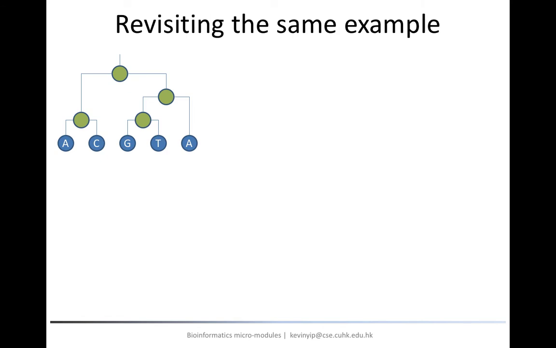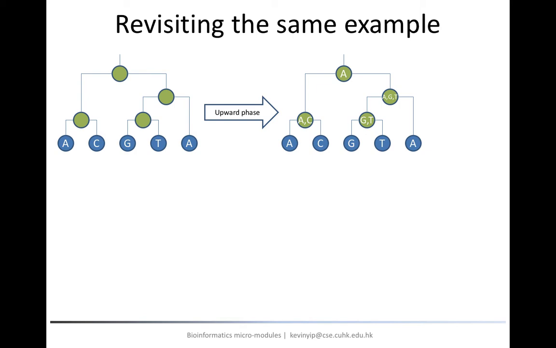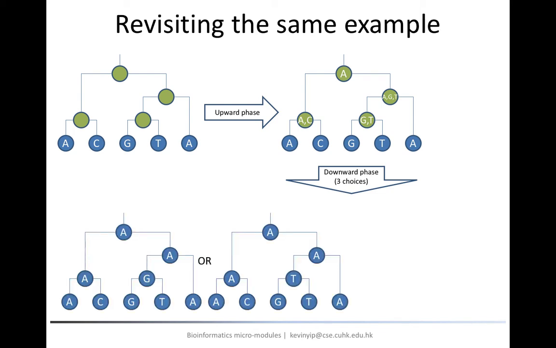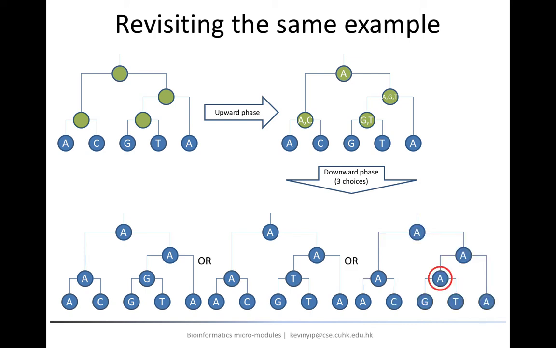Now, let's revisit our previous example with this extended algorithm. The upward phase is the same as before. In the downward phase, the extended algorithm gives 3 solutions instead of 2. The first 2 solutions were also identified by the original algorithm. The third solution chooses A for the circled node. For this node, the parent has chosen A, the left child prefers G, and the right child prefers T. Therefore, by the majority vote, A, G, and T all have 1 vote, and each of them forms an optimal solution.